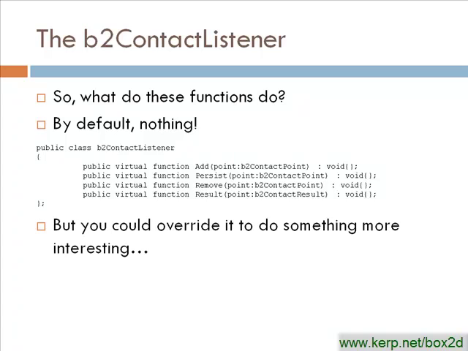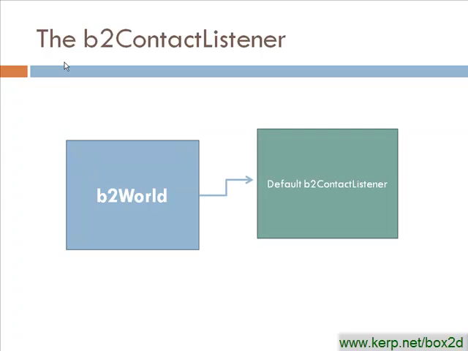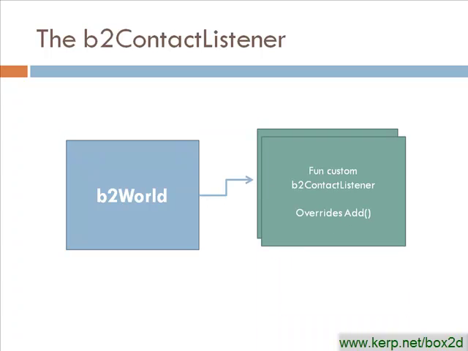However, we can override these functions to do something more interesting, and that's generally how we use the b2ContactListener. In other words, if we have our b2World object, and we know by default it calls this very plain vanilla b2ContactListener that doesn't do anything, we can then create our own custom b2ContactListener where we could have something interesting happen by overriding one of those functions.